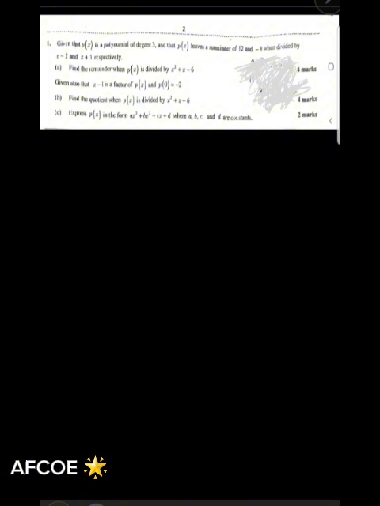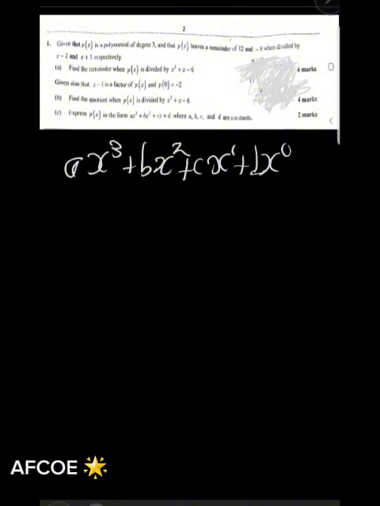Anyway, when we talk of a polynomial of degree 3, we just need to write the terms from x to the power 3 right up to x to the power 0. That is, x to the power 3, x to the power 2, x to the power 1, right up to x to the power 0. So you can put the coefficients: ax cubed plus bx squared plus cx plus d. All of us know that x to the power 0 is 1, so we can just write that term as d. That is the meaning of a polynomial of degree 3.